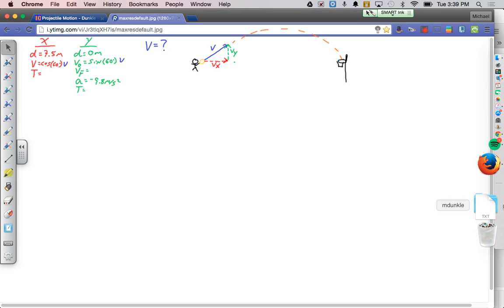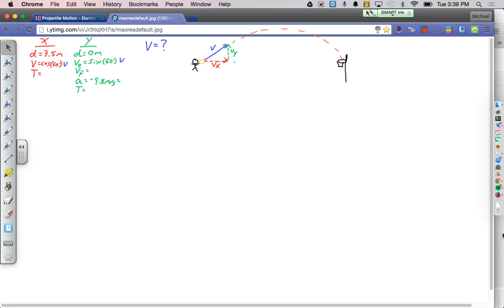Okay, a basketball player shoots a ball from behind the three-point line, 7.5 meters from the basket. So we want to know how fast he's got to shoot the ball in order to get it in the basket if he shoots it at 60 degrees above the horizontal. And we're assuming it was released from the same height that it was launched. Just a warning, this one's going to be a little bit long and a little mathy.